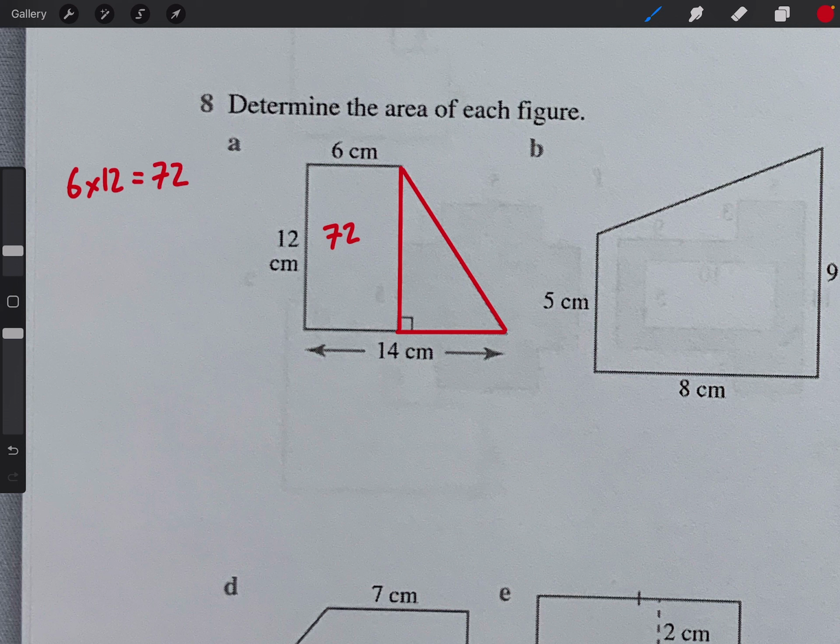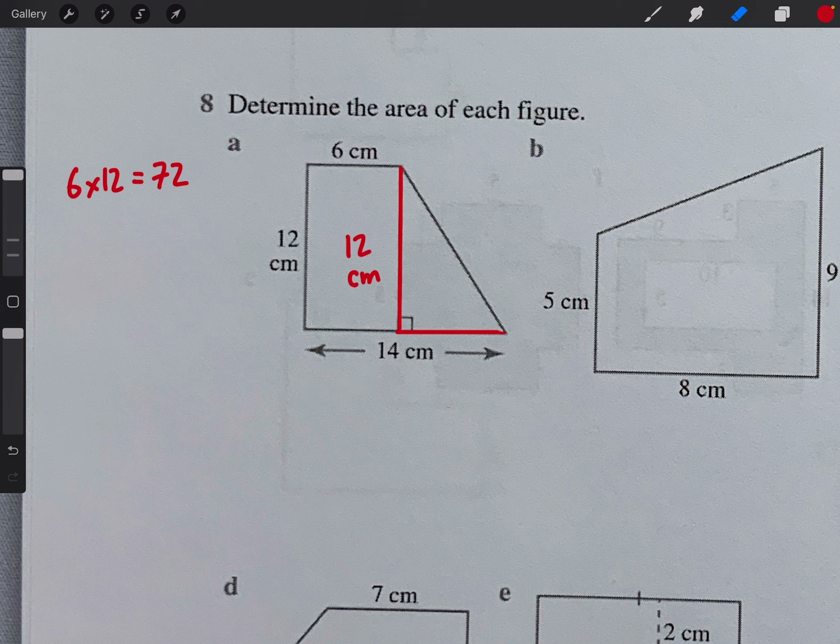Now I'm going to find the area of the triangle. The two lengths that I want are the ones that I've colored in red. So I need the lengths of these ones. The vertical line is 12, so the length for the vertical one is 12 centimeters. Now how far is here from here? Well, we know that from here to here is 14, and from here to here is 6. So 14 take away 6, this must be 8.